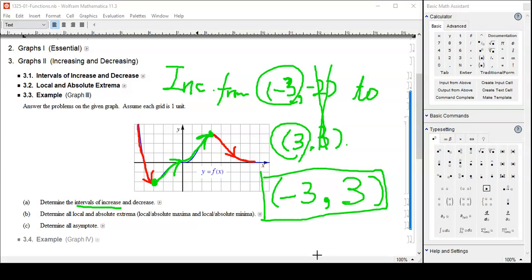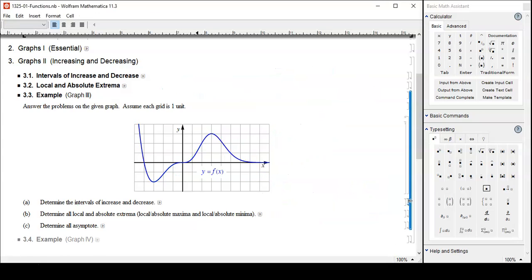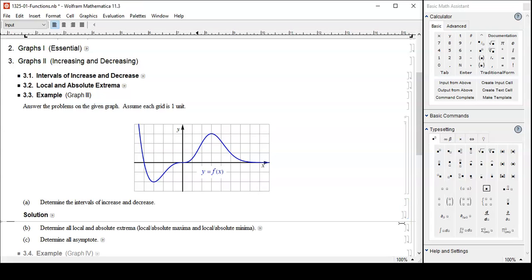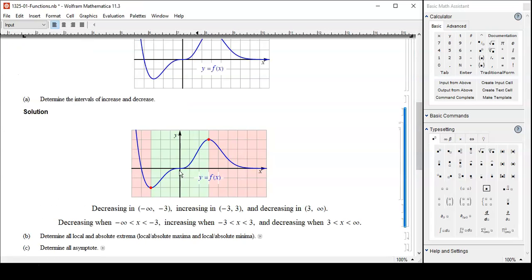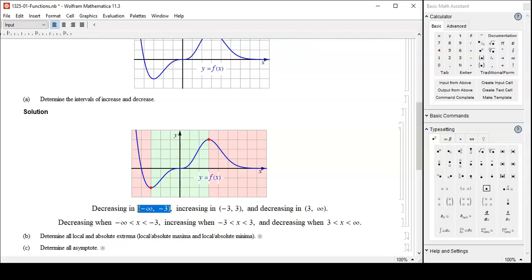Let's get out of this drawing mode and let's have better pictures. So here's how you can determine intervals of increase and decrease. Decreasing, increasing, and decreasing, with the decreasing part highlighted in red, the increasing part highlighted in green, and the decreasing part again highlighted in red. So in this red interval, decreasing in -∞ to -3 in the red region. Do you see that?